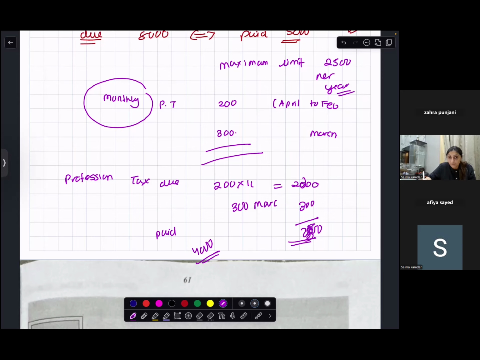How much will be the amount that is allowed to be deducted under section 16 subsection 3? 2500. Deduction is allowed only on paid basis. I hope you're with me. Please write. I will take you to a sum now.